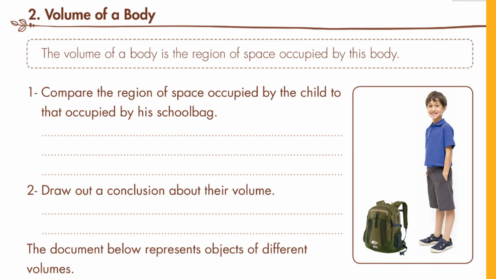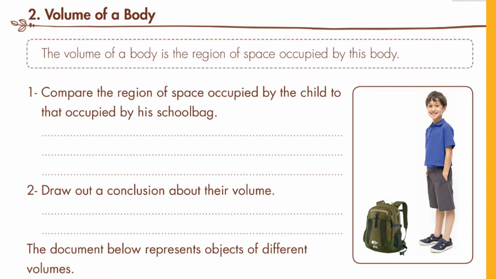Part 2. Volume of a body. The volume of a body is the region of space occupied by this body. So as we said before, the space taken by matter or by the object is called volume. The amount of space is called volume. Now let's look at the picture and answer the questions.